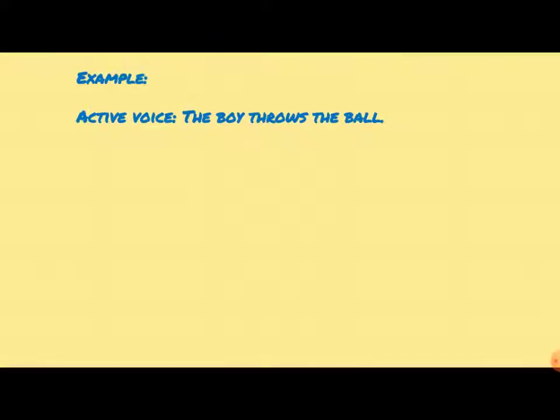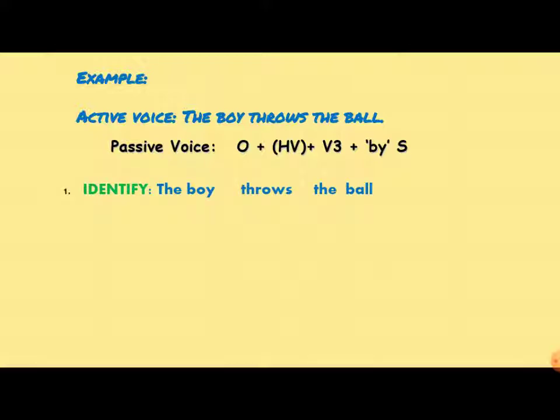Example. Now, active voice. The sentence is: the boy throws the ball. So what was the first step? Okay. Remember the structure: object plus helping verb plus past participle form of the verb plus by plus subject. So first step, identify. Identify the subject. Boy is a subject. Throws is a verb. The ball is an object. Second step, swap. Swap the object and the subject.